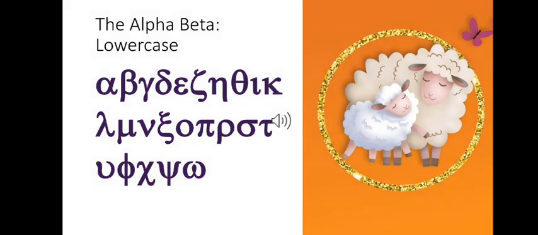And finally a review. And I have a little song for you here too. Let's just say it first. Alpha, beta, gamma, delta, epsilon, zeta, eta, theta, iota, kappa, lambda, mu, nu, xi, omicron, pi, rho, sigma, tau, upsilon, phi, chi, psi, omega.